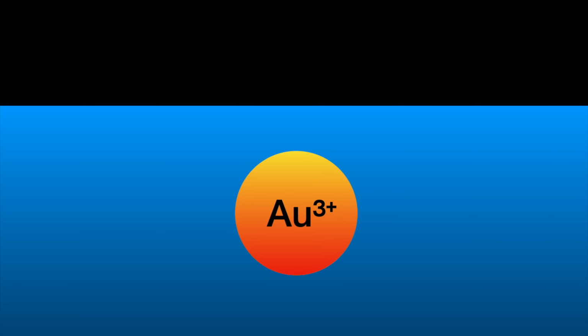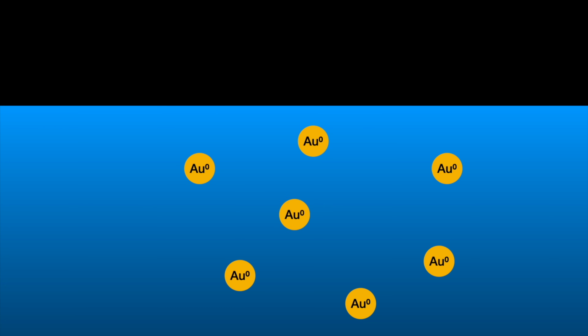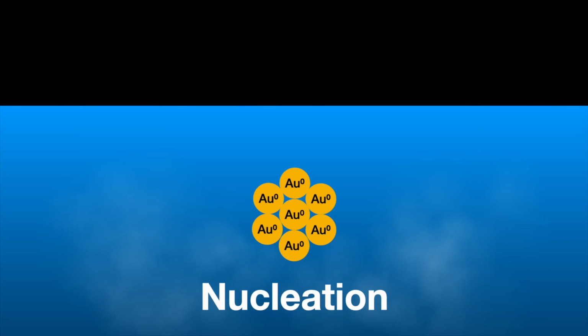At the very instant we add the reducing agent to our gold ions, the gold 3+ ions get reduced to elemental gold. Unlike the gold ions, elemental gold is not soluble, so it doesn't want to be in solution. If the concentration of gold atoms in a particular location is high enough, then several nearby gold atoms will come together to form a new particle. This process of forming new particles is called nucleation.